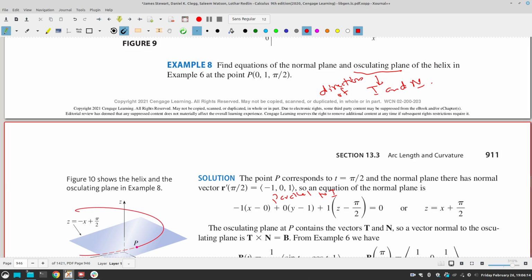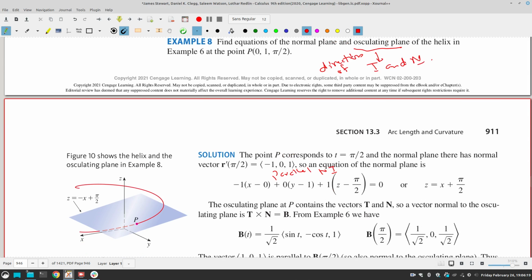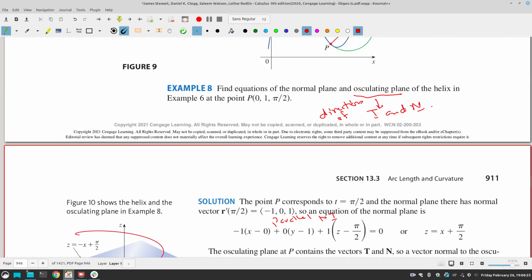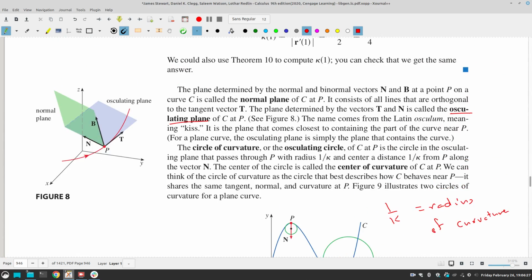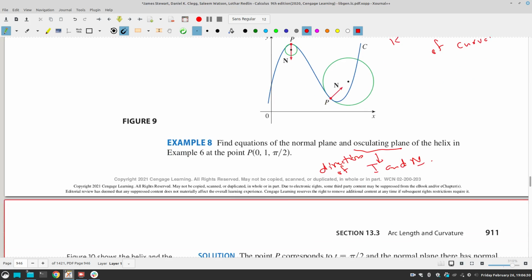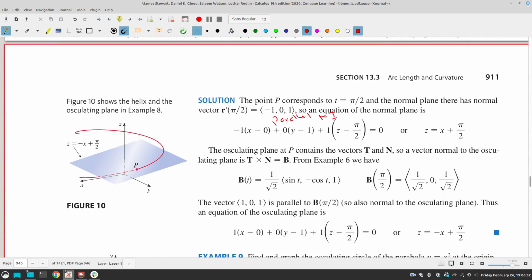Now the normal plane. t is of course perpendicular to the normal plane, and r prime is parallel to t. So this is the equation of the normal plane, or z equals x plus pi over 2.